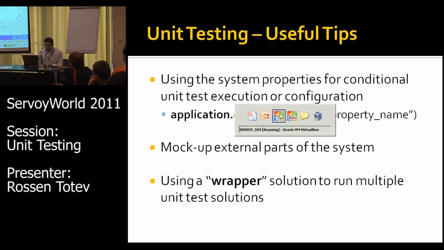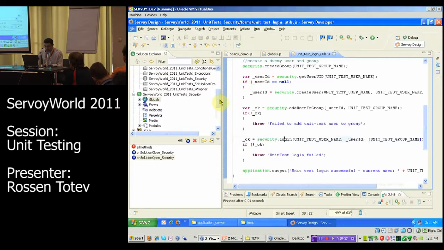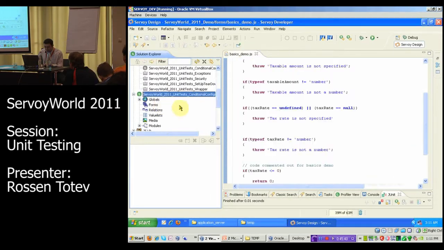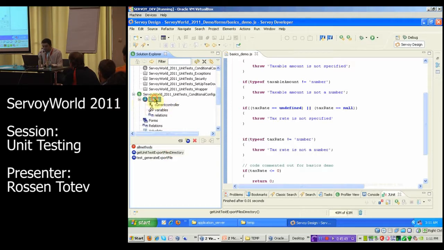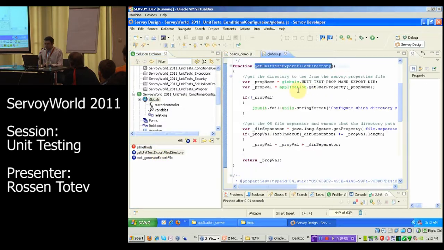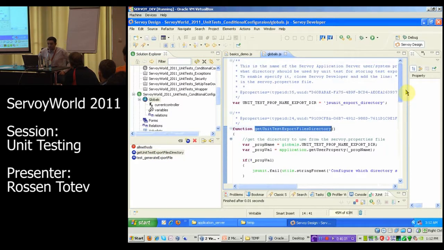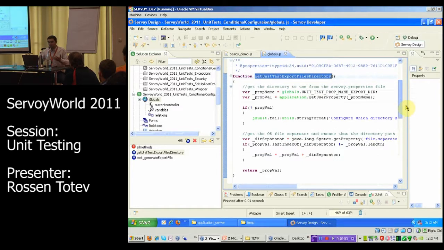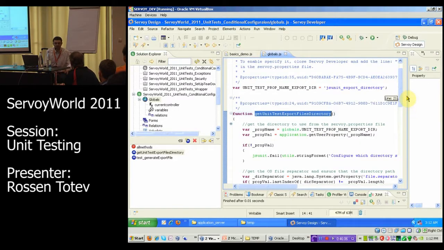Here's the conditional scenario. The idea here is that we have a method that generates an export file and has to save it to a directory. Each developer may want to put this file somewhere on their workstation, and you never know what that place will be. The idea is for each developer to be able to specify this directory.